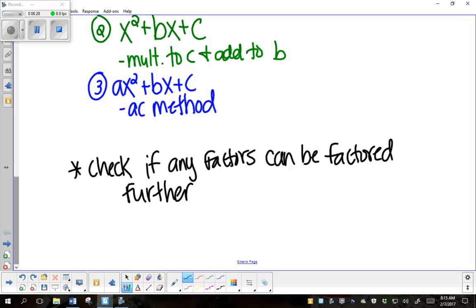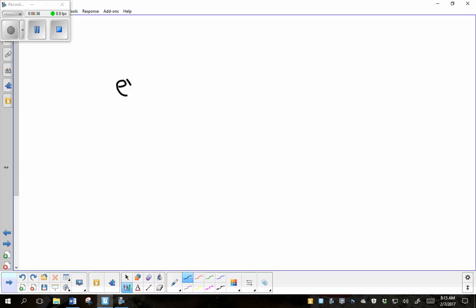You might have to try more than one strategy though. This is not straightforward, guys. You've got to try different things here. So let's try some examples. So all these are just going to say factor. So that means it's multiplied out, you've got to unmultiply it. You've got to factor it.